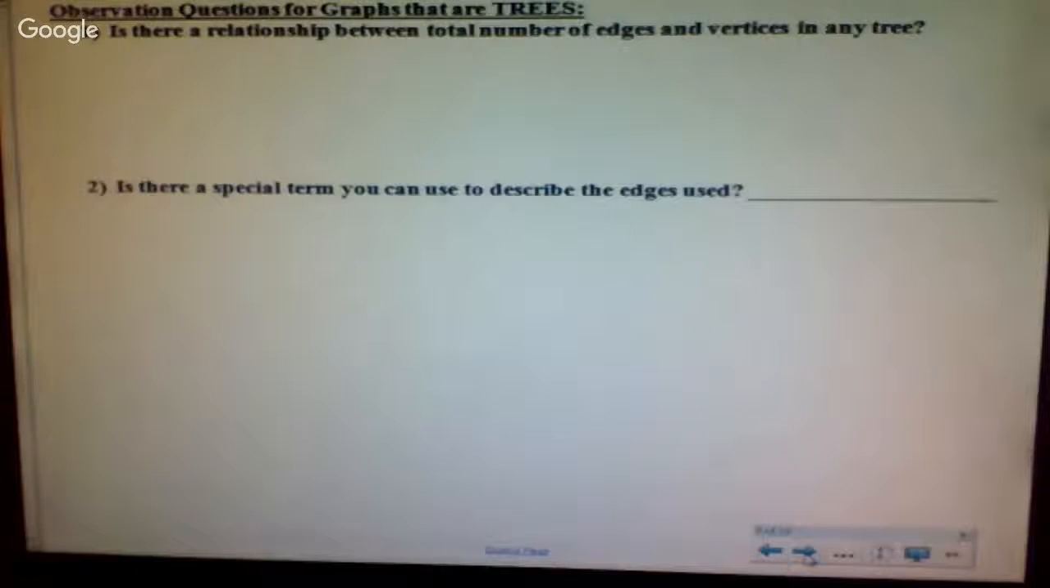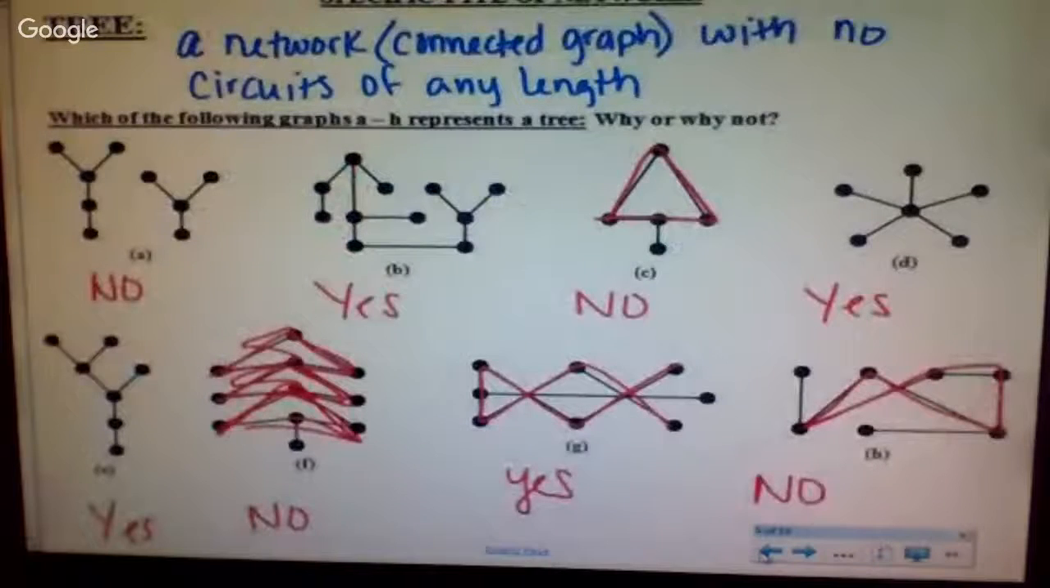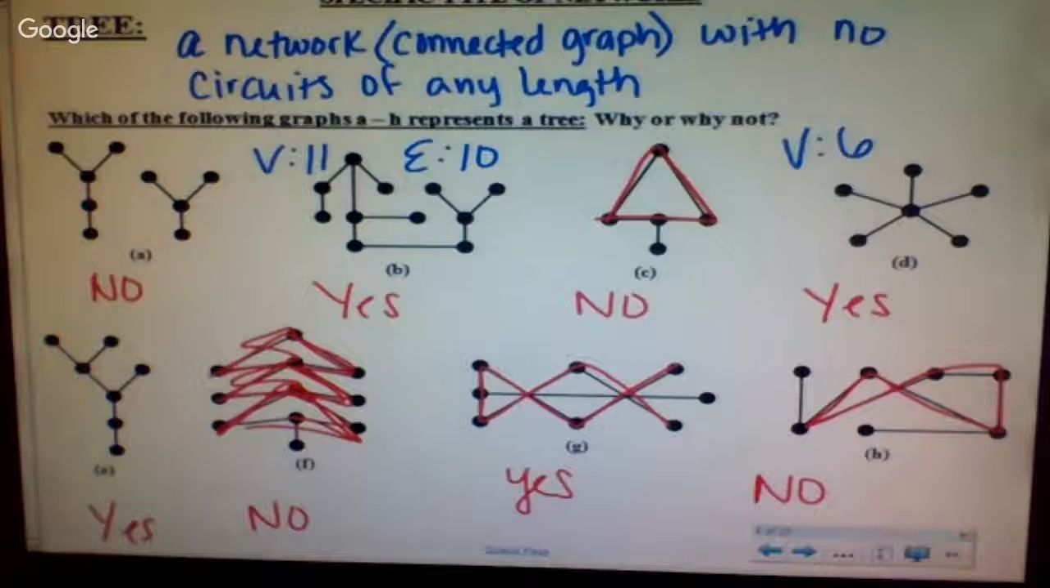Okay, so we've got some discovery observation questions. First off, we want to look at the graphs that are trees. Is there a relationship between the total number of edges and vertices in the trees? If I go back to each one of these graphs, how many vertices are in graph B, which is a tree? We're only looking at the ones that are trees. I've got 11. How many edges are there? 10. Take a look at this one. Vertices. 6 edges.